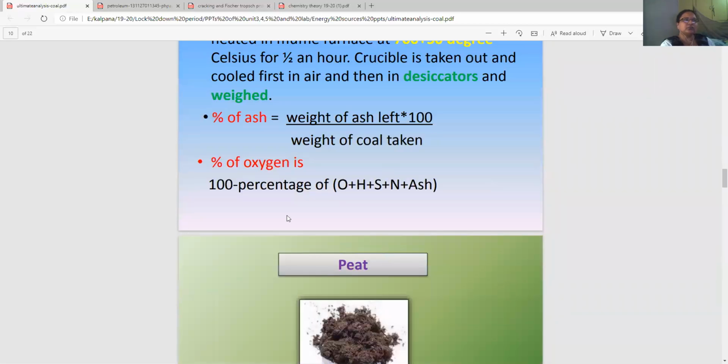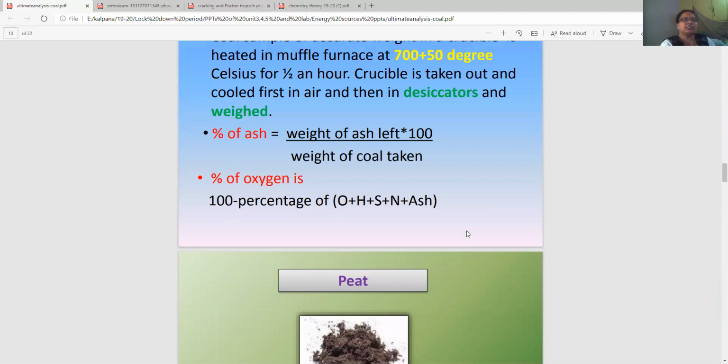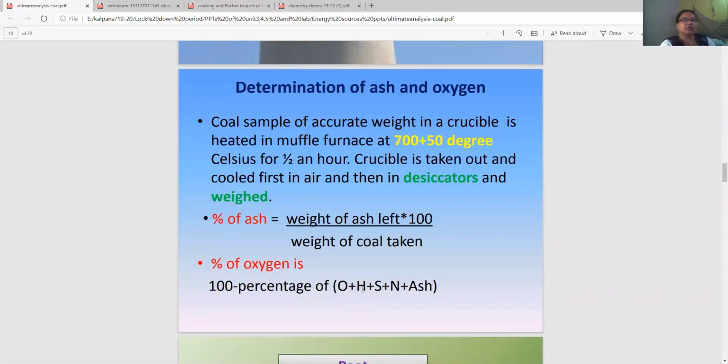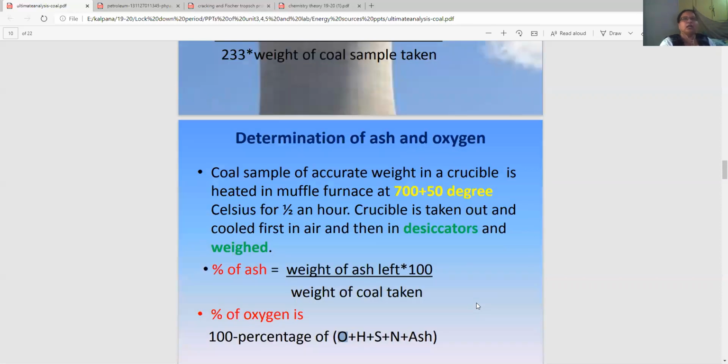The percentage of oxygen is nothing but 100 minus the percentages of carbon, hydrogen, sulfur and nitrogen. Sorry, this was given wrong earlier. It is C, carbon. So 100 minus the percentages of carbon, hydrogen, sulfur and nitrogen gives us the percentage of oxygen. So in ultimate analysis, we are determining the percentages of carbon, hydrogen, nitrogen, sulfur, and then oxygen.